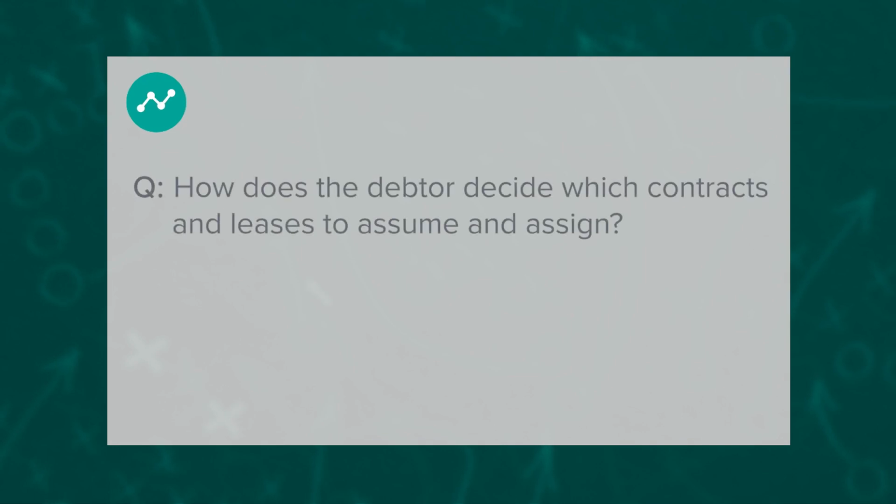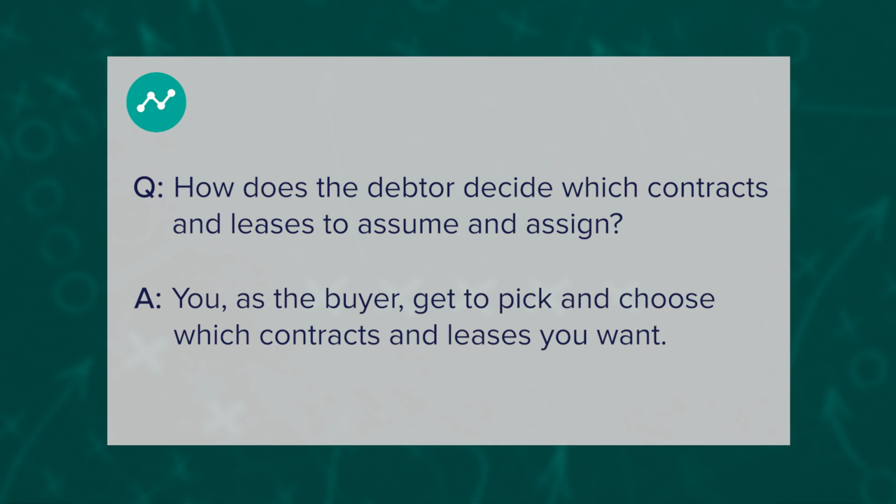Well, one question I get a lot is, how does the debtor decide which contracts and leases to assume and assign? Well, that's a very easy one. You, as the buyer, get to pick and choose which contracts and leases you want. The sale order that eventually gets entered by the bankruptcy court will include approval of the debtor's assumption and assignment to you of the contracts and leases that you've identified. Whatever contracts and leases you don't want will not be part of the sale order, and you'll have no liabilities or responsibilities for them.